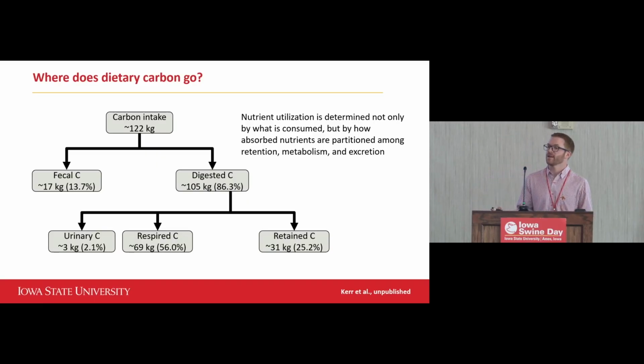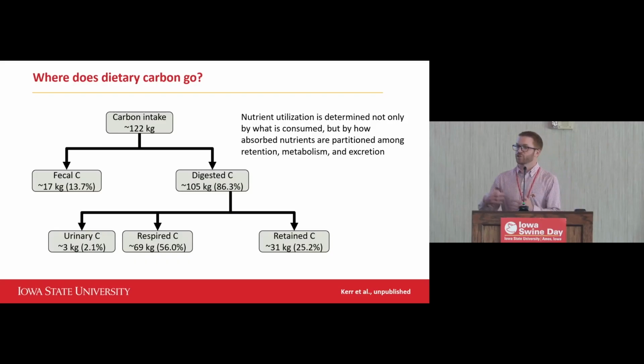Okay, so where did the carbon end up when we took that approach and quantified each component of that nutrient utilization pathway that I explained? Over the course of that pig's grow-finish period, it consumed 122 kilos of carbon. Carbon was about 86% digestible in those diets on average, resulting in about 14% lost in fecal, and then again 86% that could be digested and absorbed. Urinary carbon, as we expect, because we balanced a lot of the amino acids and nitrogen in those diets that we formulated, was pretty low. We lost only about 2% of the carbon in the diet from urine.